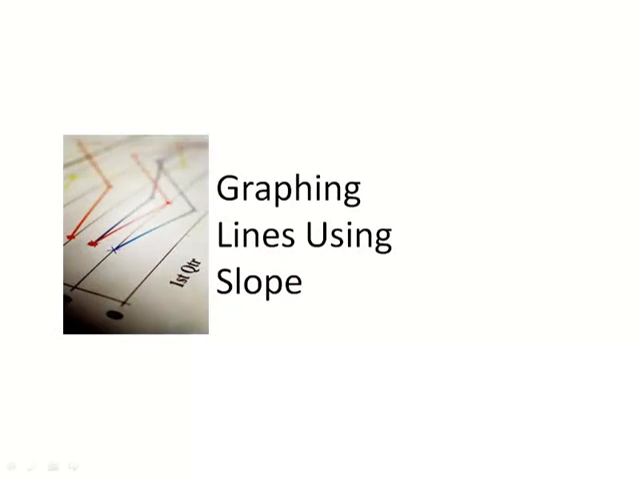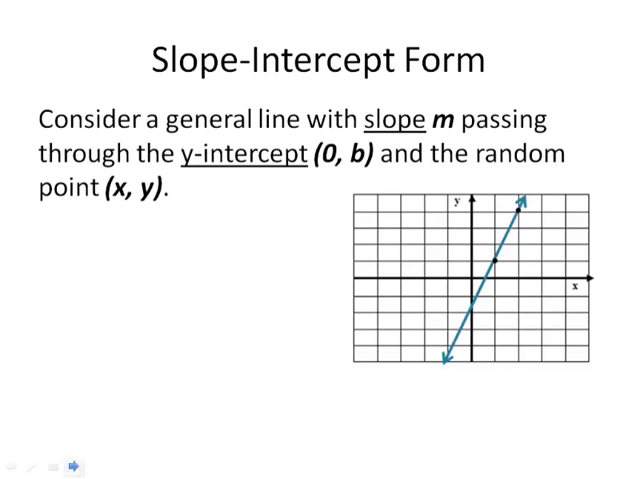This lesson is on graphing lines using slope. Let's consider an arbitrary line with slope m passing through the y-intercept (0, b) and an arbitrary point (x, y). By the definition of slope, from the previous lesson on slope, we can recall that slope is rise over run.